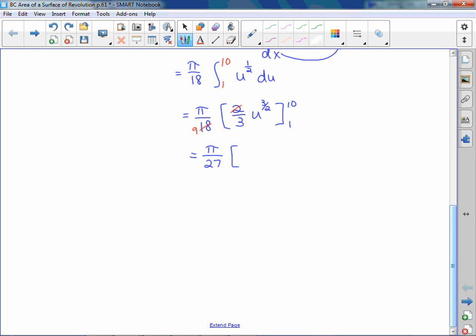And then I plug in my 10. Can't take the square root of 10, so I'm going to just leave it as 10 to the 3/2. And then I plug in a 1, take the square root of 1, and that's 1, cube it, and it's still 1. So there's your answer. And that is the surface area of this very interesting cone-like looking thing.